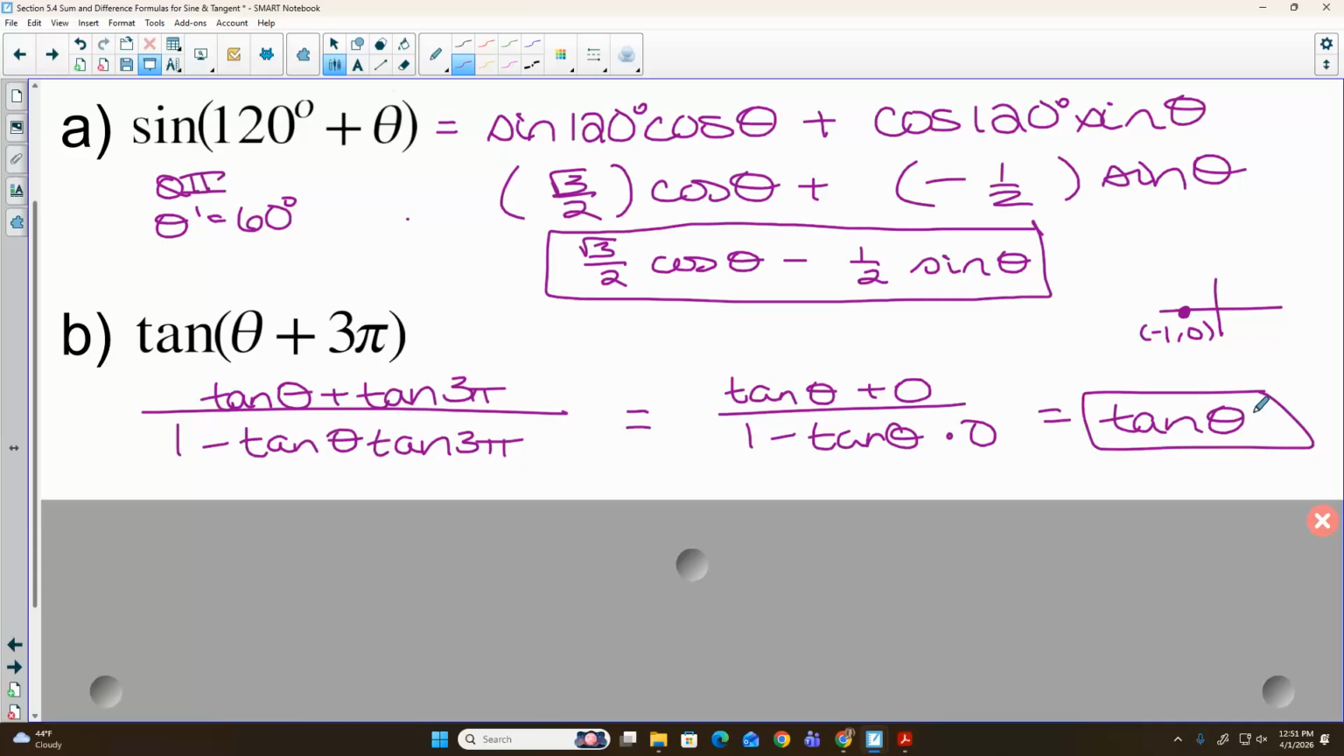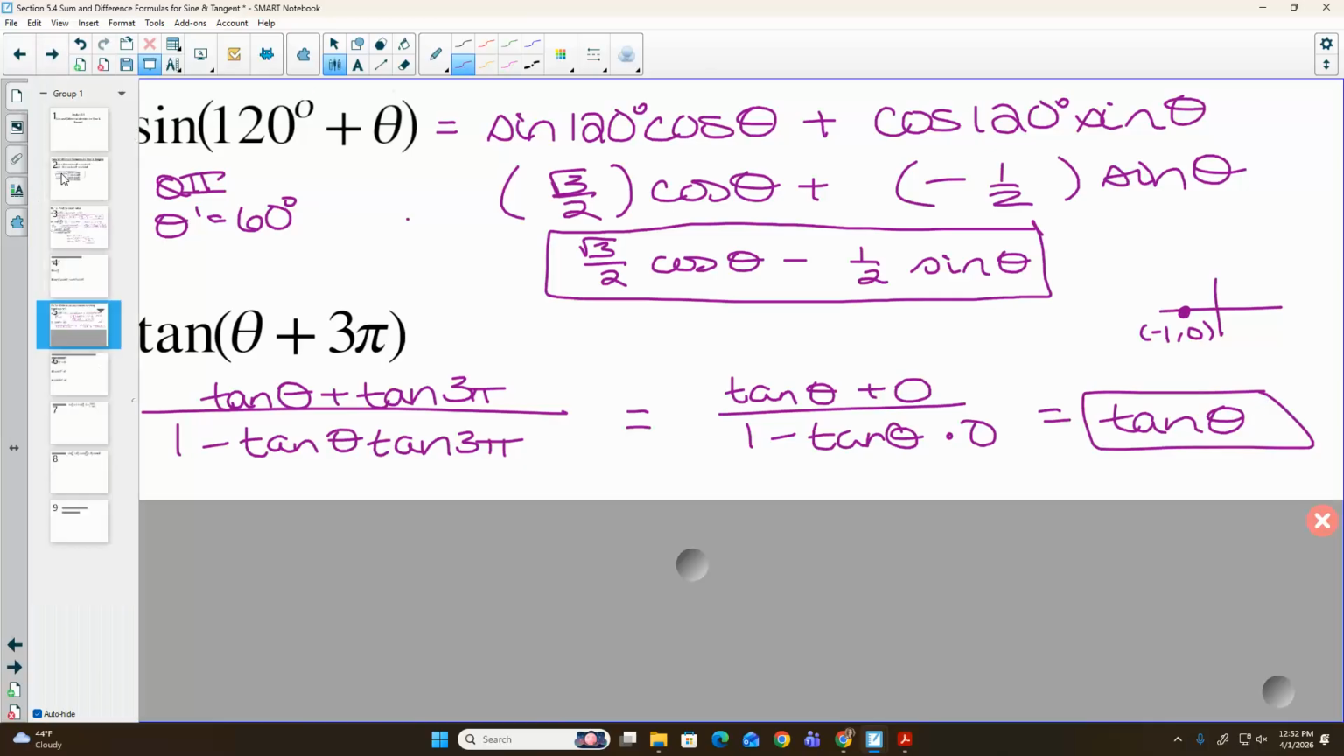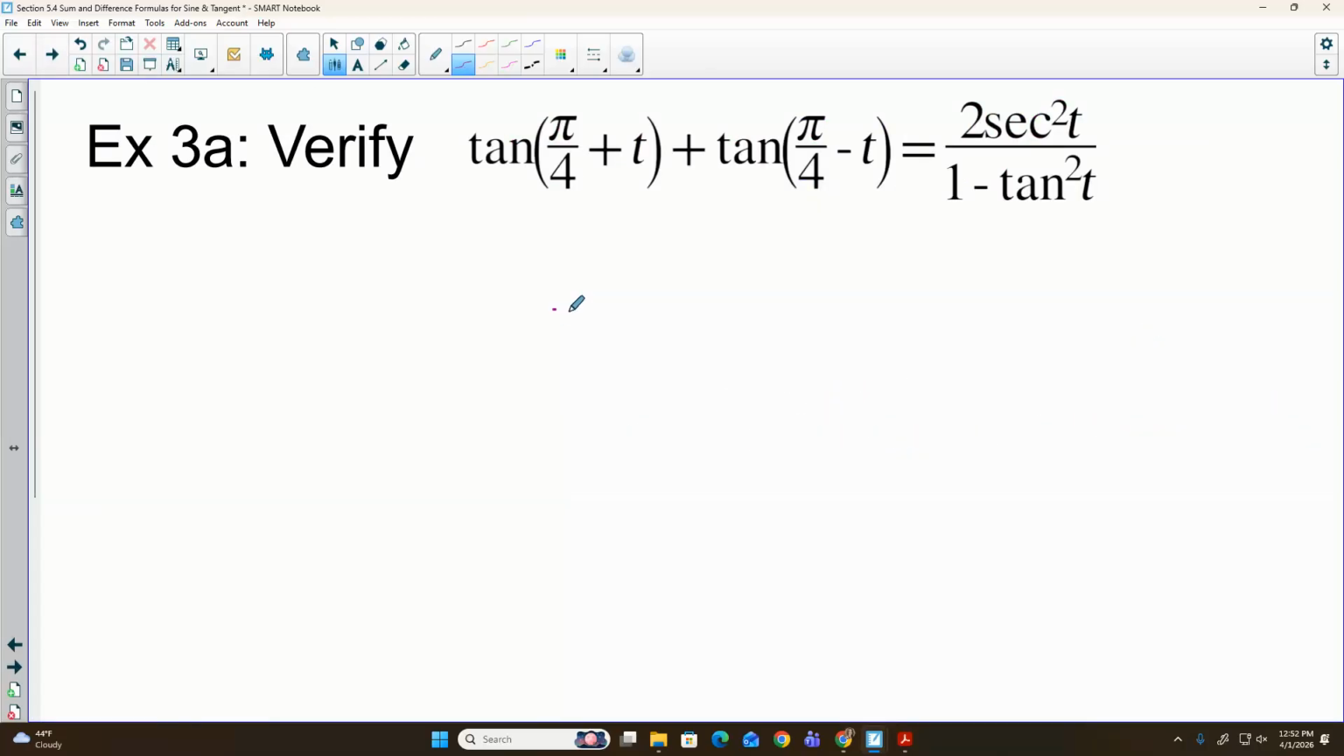Do we need another one of those? No? Let's try 1 or 2 proofs and then we'll be done. Which side would you box in?